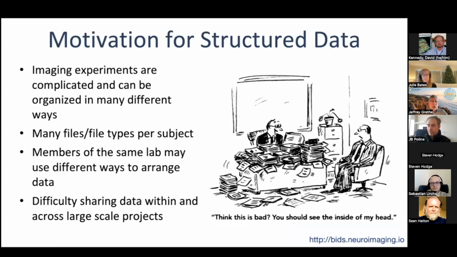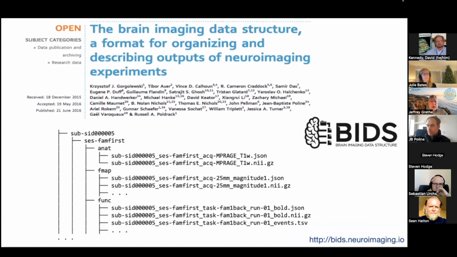So in terms of your local data, again, motivation for structured data, I think everyone understands that imaging experiments can be complicated, with many different files and file types per subject. And this is where everyone in the community should be aware of BIDS and use BIDS as a foundation for structuring the data. BIDS itself is a standard used by OpenNeuro and other repositories. Basically, this outlines a way to provide your data in a structured format, and also provides a way to provide some structured metadata along with the data set itself.